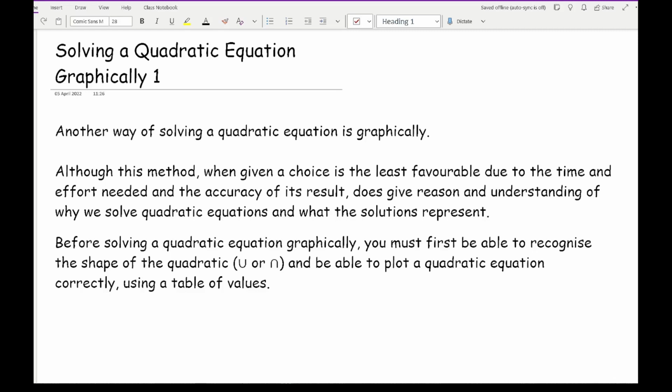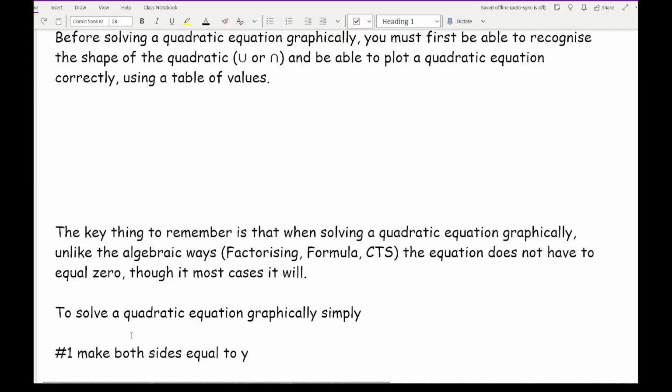Before solving a quadratic equation graphically, you must first be able to recognize the shape of a quadratic, whether it's a U shape or what we call an N shape, based on the sign of the x squared, and also be able to plot a quadratic equation correctly using a table of values. If you're not too sure about those two things, I will include a link to 2 videos where I cover each of these topics.